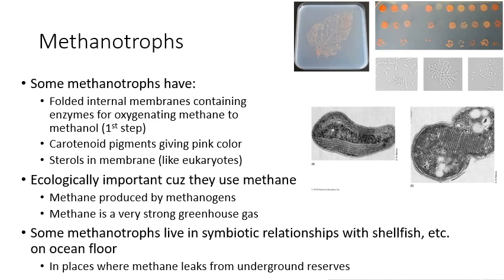So these methanotrophs can help us address that by taking that methane out of circulation, converting it to something else before it reaches the upper atmosphere. You also have methanotrophs that live in symbiotic relationships, usually with different types of shellfish on the ocean floor. Down there, you have certain places where methane is leaking up into the ocean from basically underground methane cisterns. And you're going to have methanotrophs living in those environments, usually symbiotically with shellfish or other things.